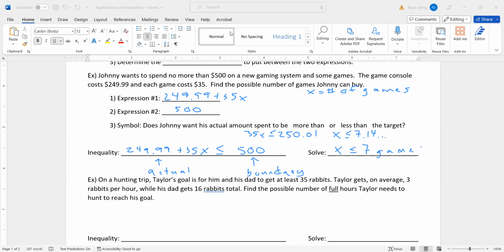I've got to take the number that I get and I've got to interpret it in the context of this problem. So he can buy 7, 6, 5, 4, 3, 2, 1, or no games. That is putting it in context of the problem. We're going to practice that some more with more examples.